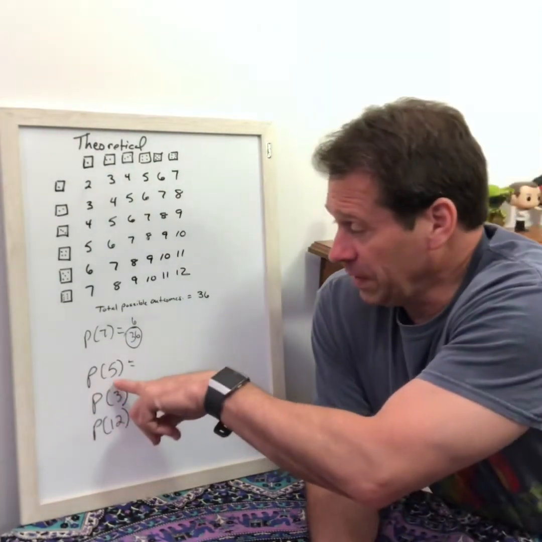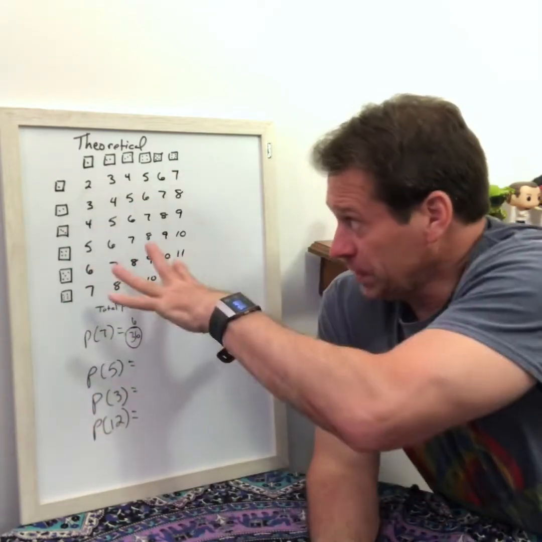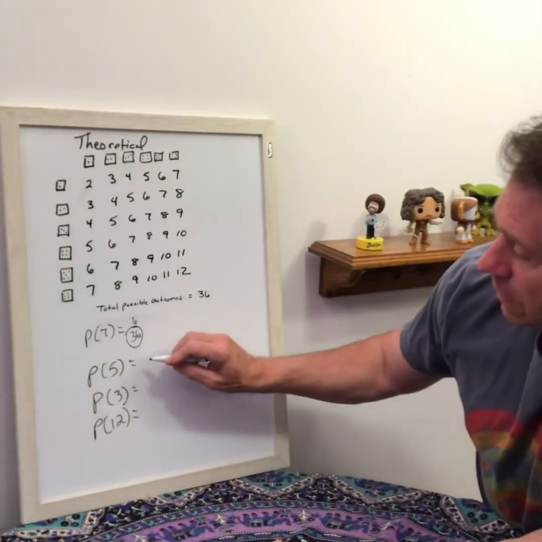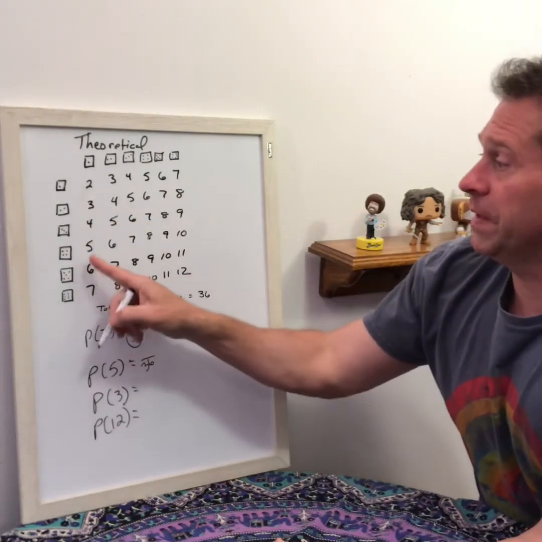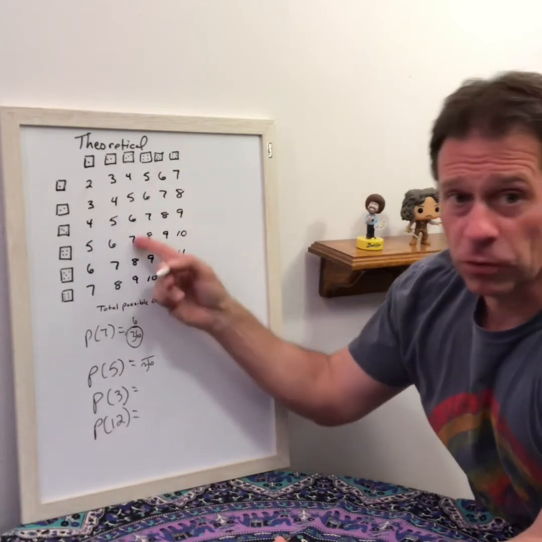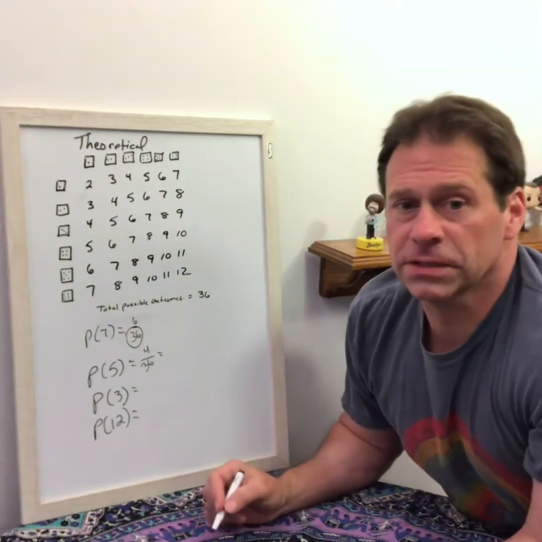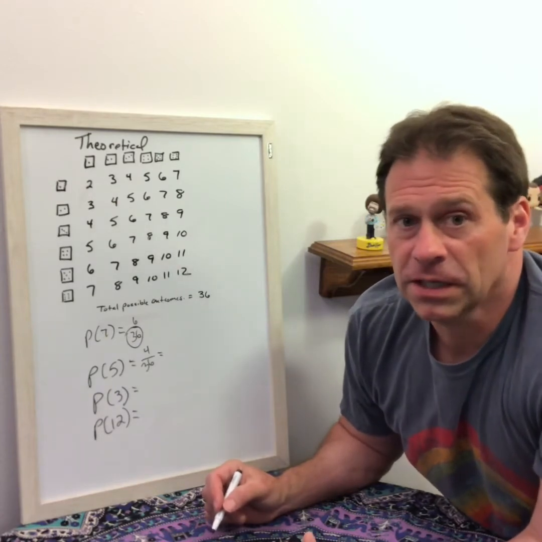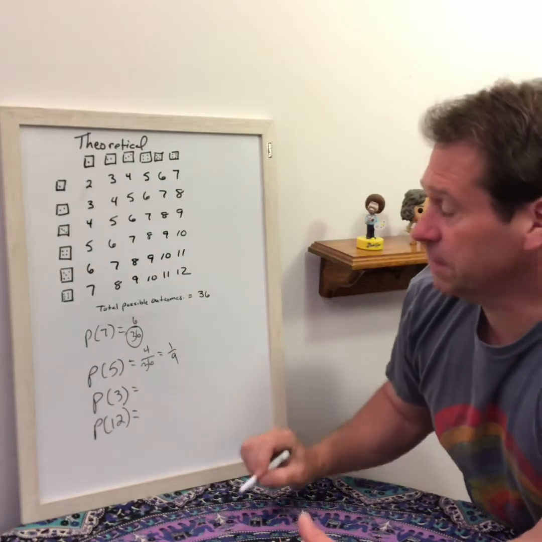So the probability of a 5, the theoretical probability of a 5: 36 opportunities, 36 outcomes. And how many would be a 5? 1, 2, 3, 4. 4 chances. It's 4 out of 36. Usually write it as a fraction. You can write it as a percent or a decimal too. And that just becomes 1/9 if you wanted to simplify.